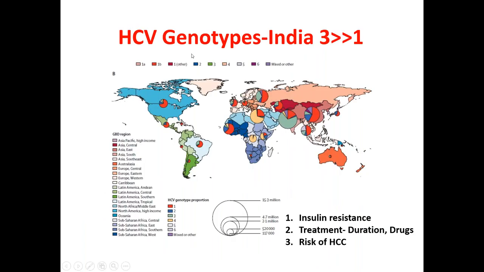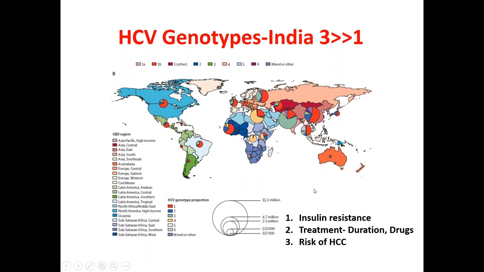Now, again like Hepatitis B, we divide Hepatitis C virus into six genotypes, and in India, the most important genotype is genotype 3. Also, we see genotype 1, which is very less. Now, why it is important to know about genotypes is that, for example, genotype 3 is associated with insulin resistance. A person with genotype 3 can develop fatty liver, and it can develop diabetes.